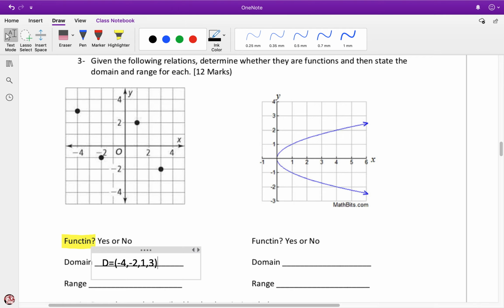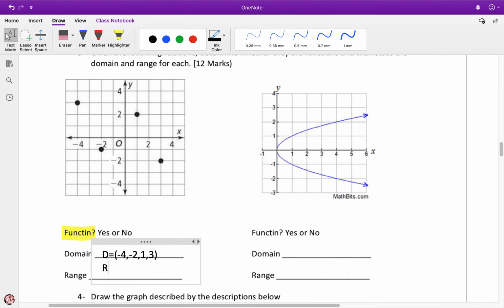Then we're going to do it again for range. Range equals bracket. I'm going to start from the bottom up: -2, -1, 2, 3. And we're all done there.